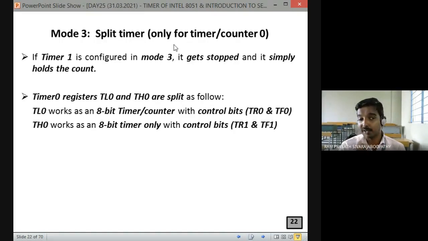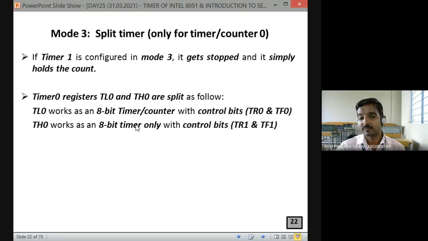See, till now I have told you they are independent. We said independent timer or counters. That is correct. Fine. Till now, fine. Whenever I configure timer 0 in mode 3, at that point of time, the control bits from timer 1 are transferred to control the TH0 timer register. Is it clear? The control bits of timer 1 are borrowed. Fine. TR0 and TF0 control TL0. For controlling TH0 timer operation, TR1 and TF1 are borrowed.